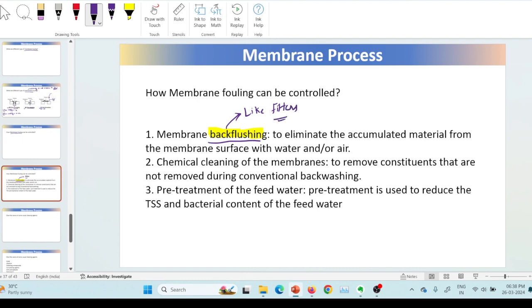Backflushing is done to eliminate the accumulated materials from the membrane surface with water and/or air. So water individually or in combination with air, or air individually, can be used for backflushing.